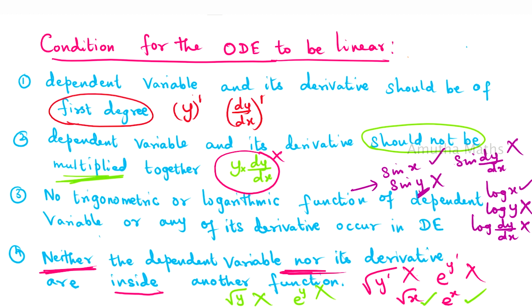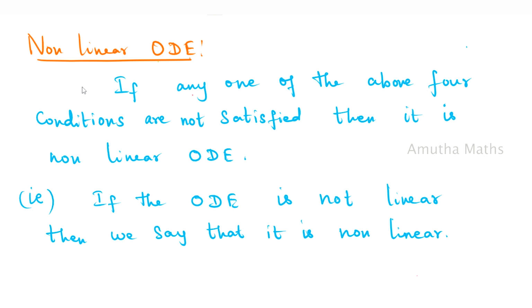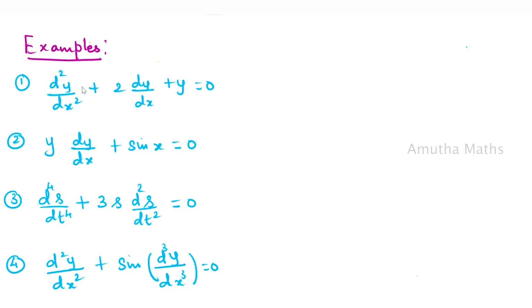Okay. If any of these conditions are not satisfied, then we can say that it is non-linear. So if the four conditions are satisfied, then we can say that it is a linear ordinary differential equation. Now we shall see the definition of non-linear ordinary differential equation. If any one of the above four conditions is not satisfied, then we say that it is a non-linear ordinary differential equation. That is, if the ordinary differential equation is not linear, then we say that it is non-linear. Now we shall see the examples.